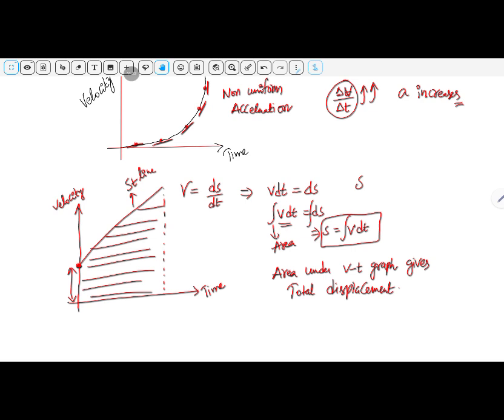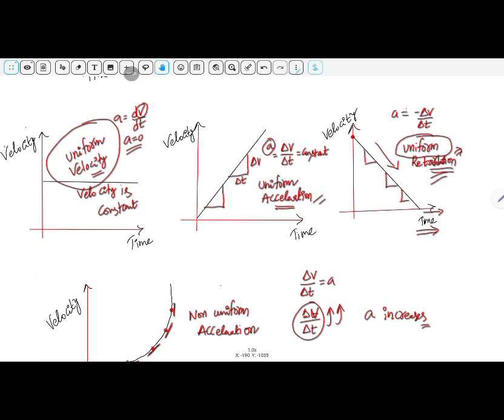I hope this video helped you a lot in understanding the various graphs related to velocity versus time.